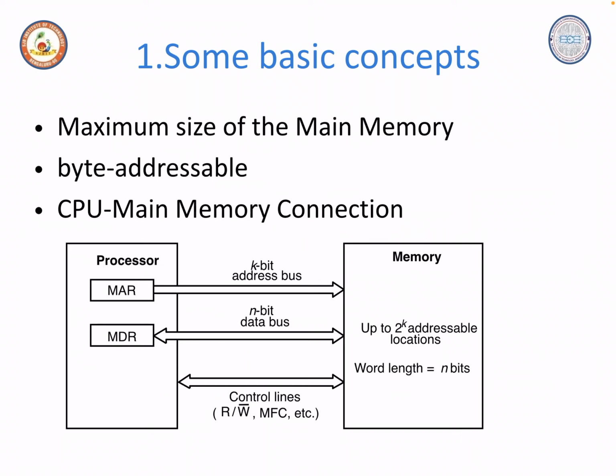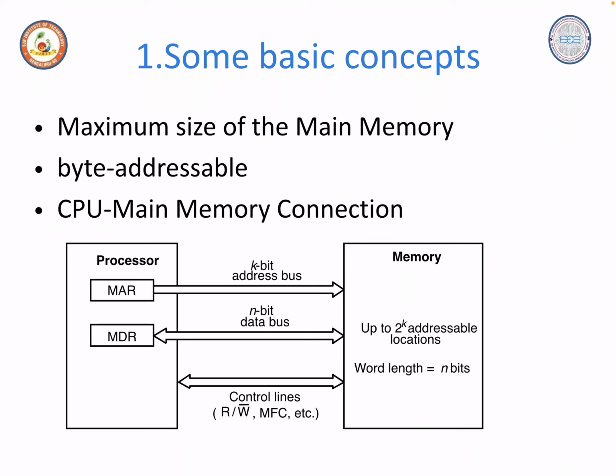Whereas the data that it can store in each location depends upon the data bus. Suppose we have a 16-bit address bus. That means 2 power 16 address locations that it can have. Similarly, if I say an 8-bit data bus, then in each and every memory location it can store 8 bits of data.